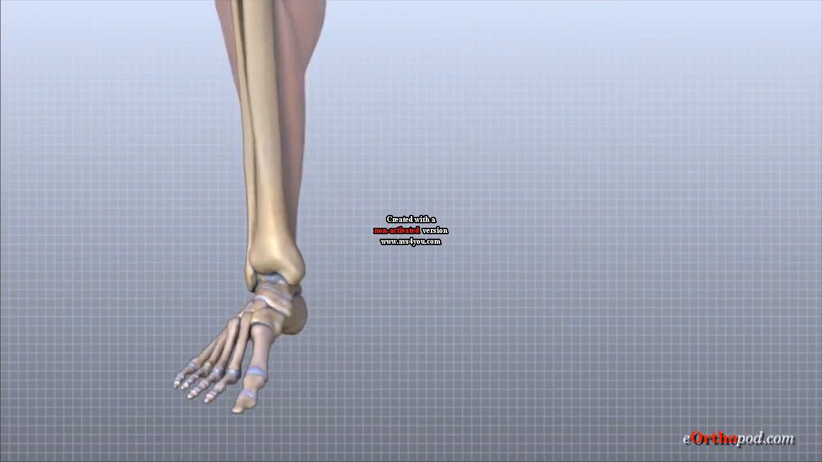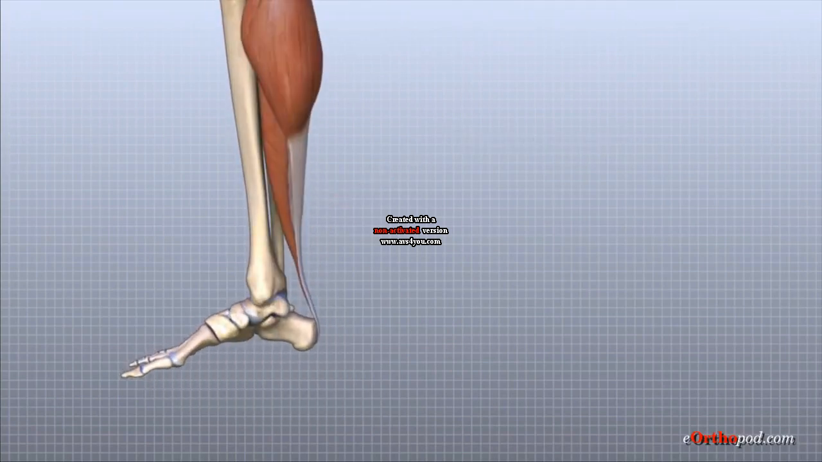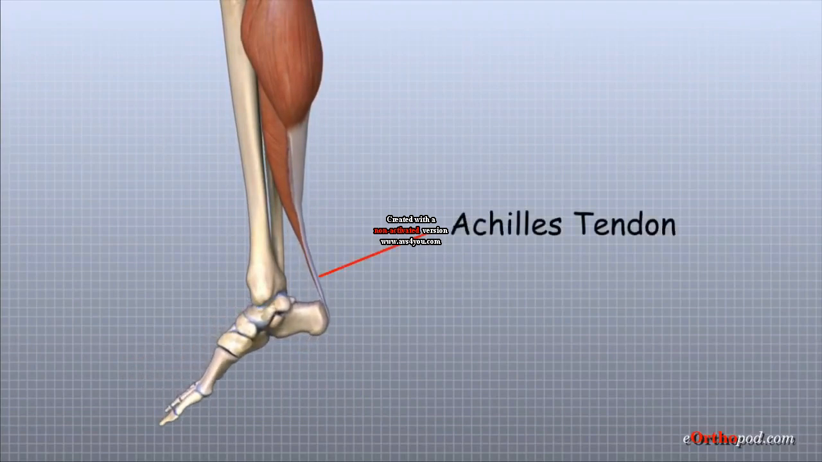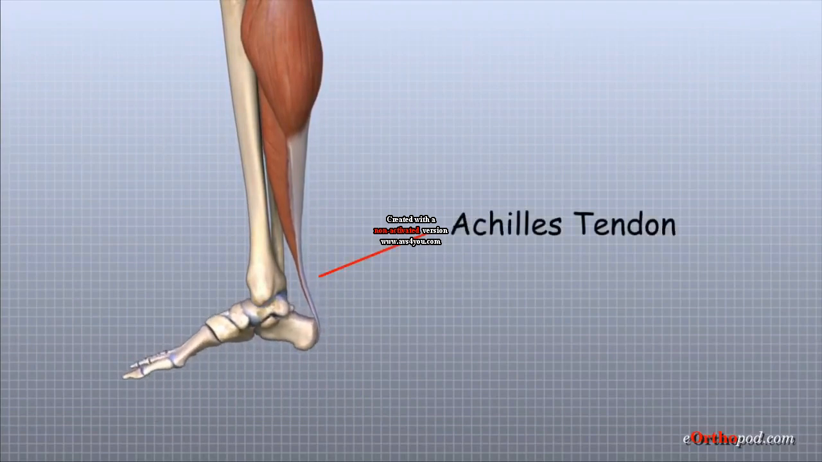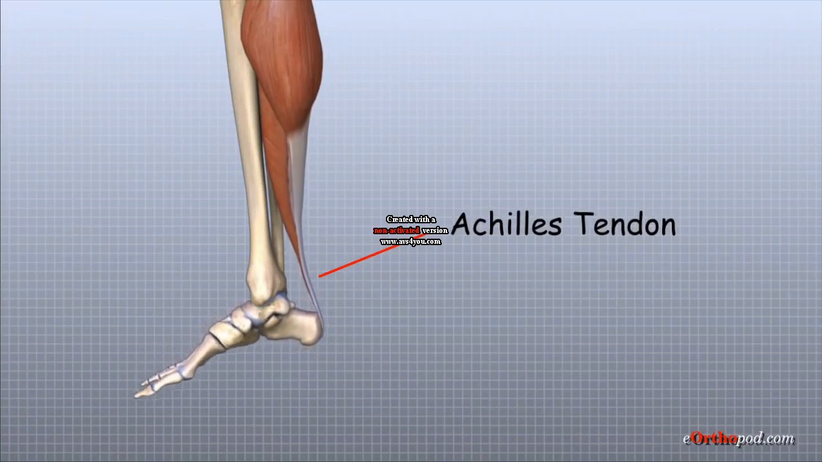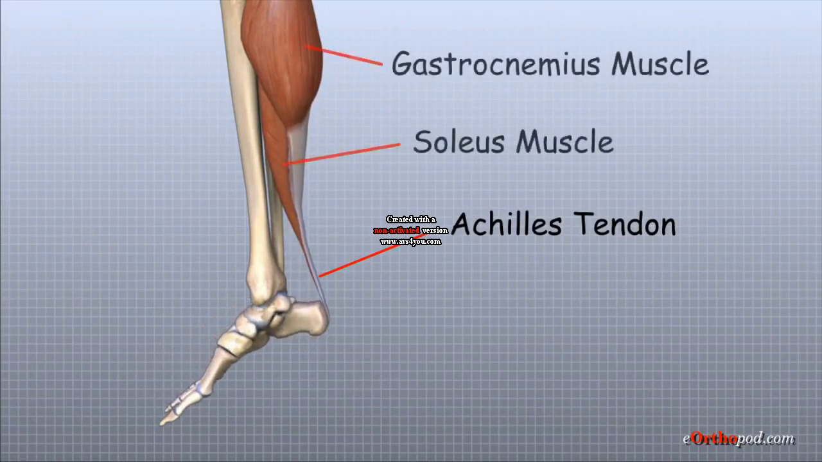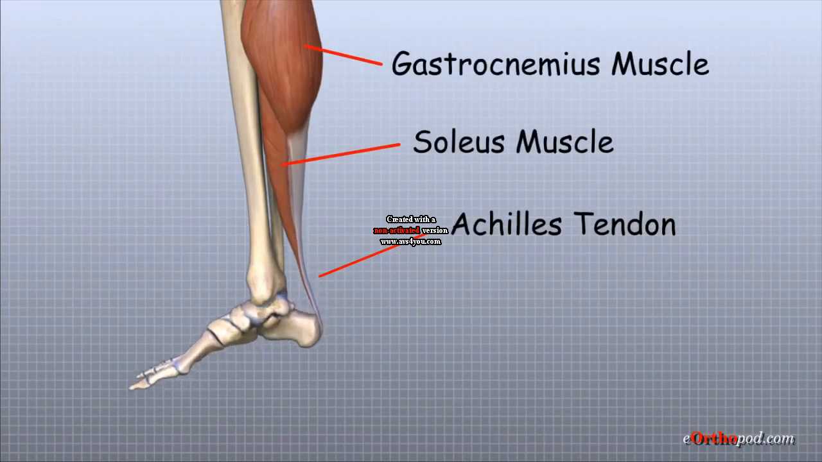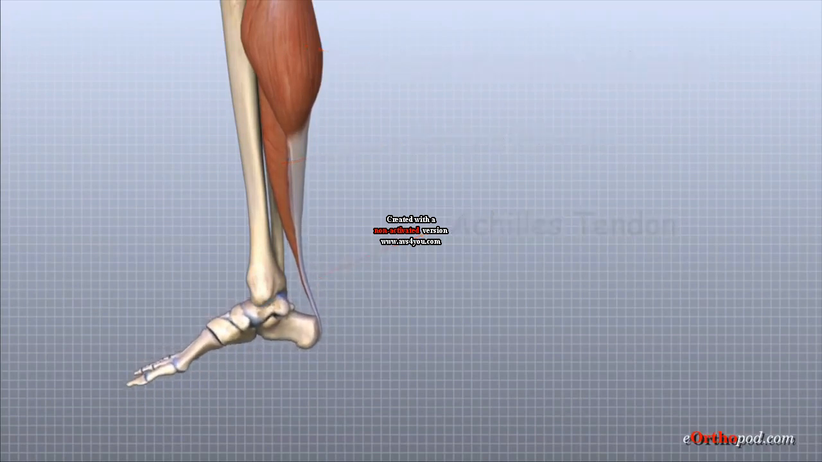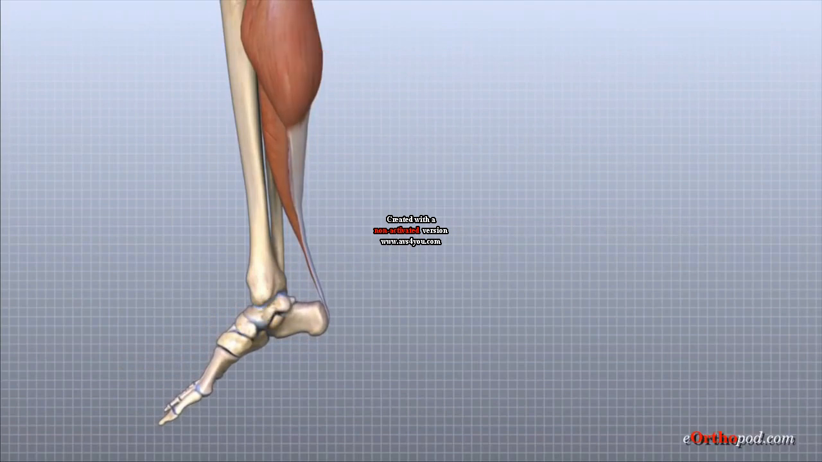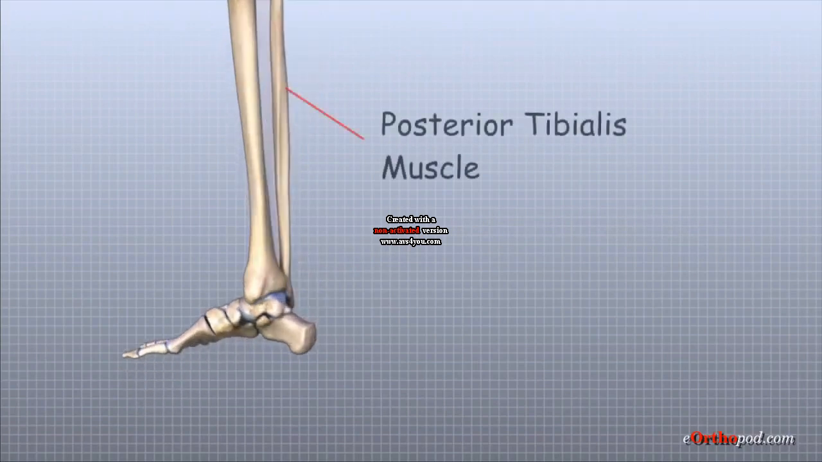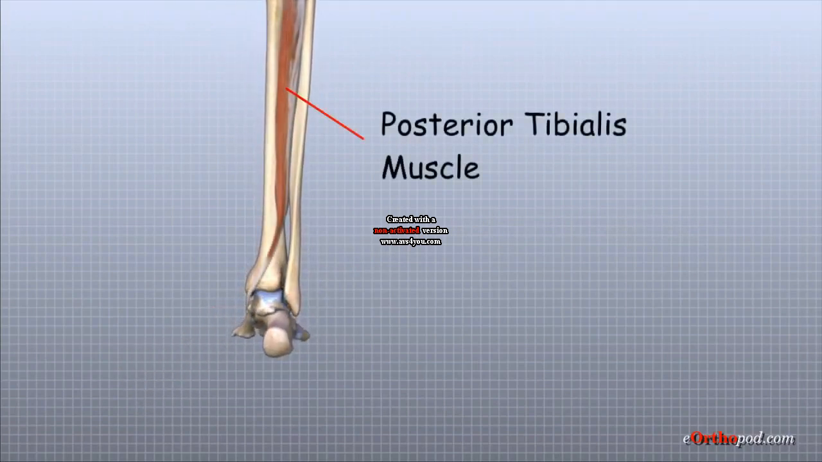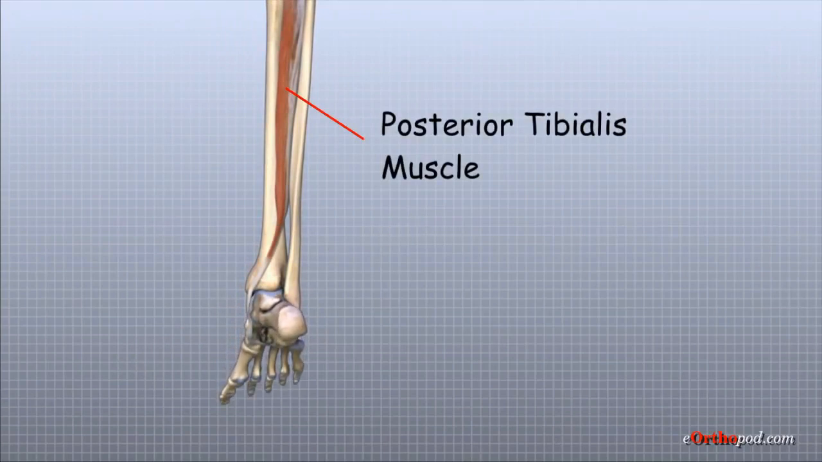Several muscles and tendons are important for ankle joint function. The large Achilles tendon is the most important tendon for walking, running, and jumping. It attaches the 2 calf muscles, the gastrocnemius and the soleus, to the calcaneus and allows us to raise up on our toes. The posterior tibial tendon attaches the posterior tibialis muscle in the calf to the underside of the foot. This tendon helps support the arch and allows us to turn the foot inward.